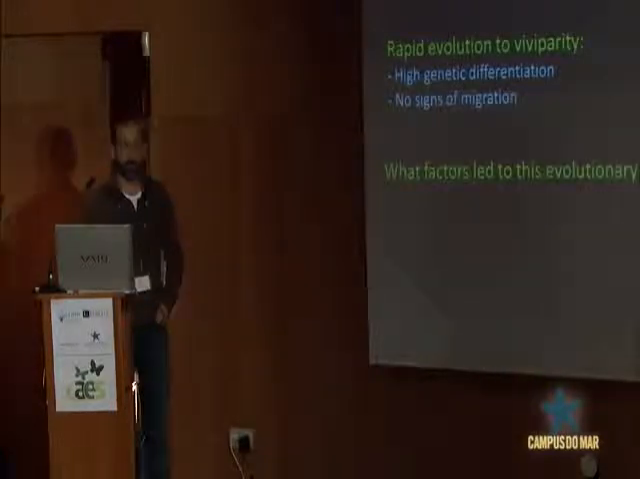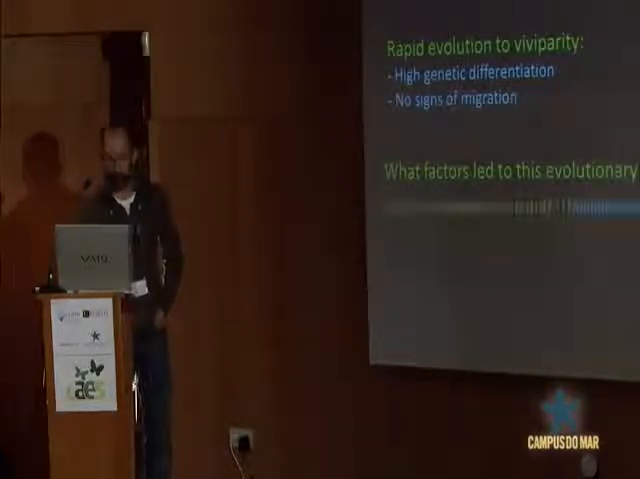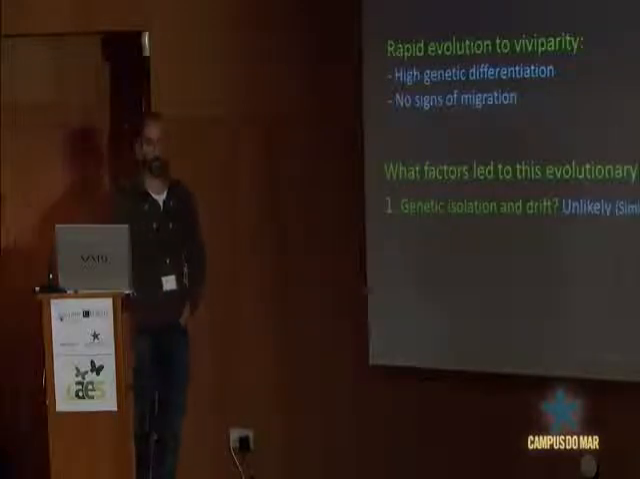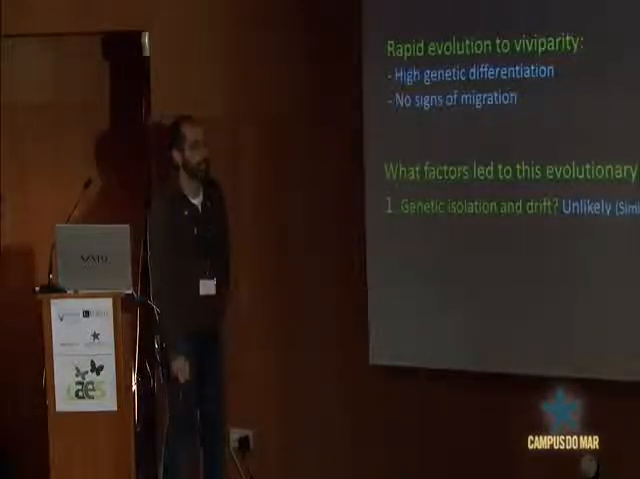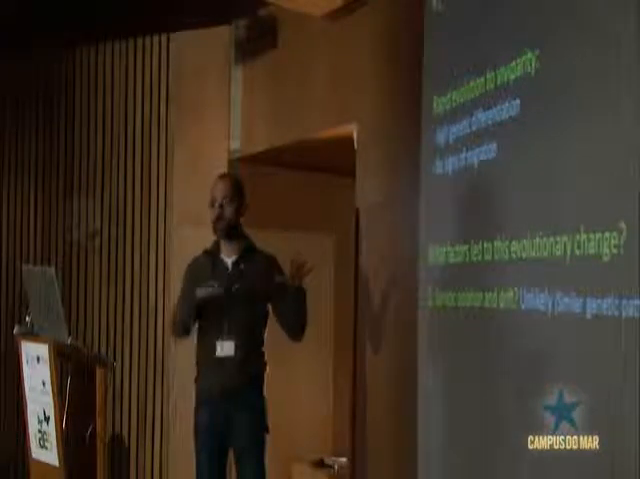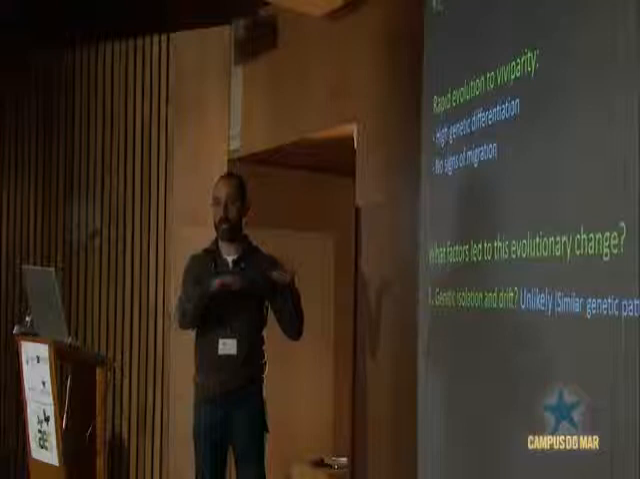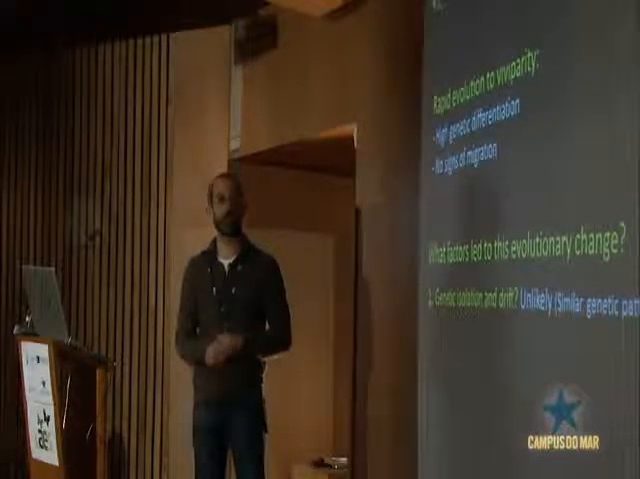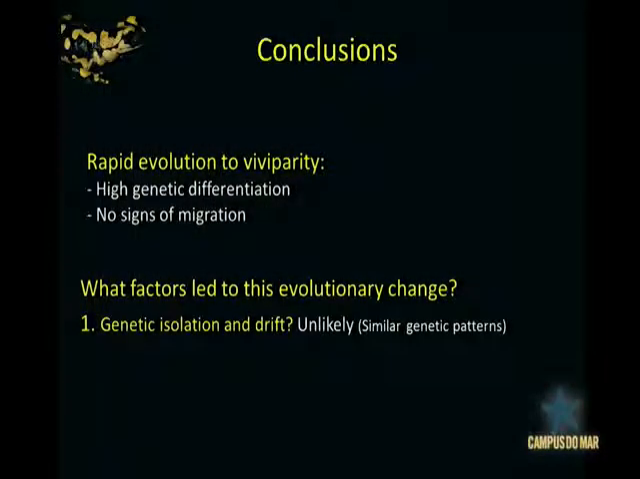So what factors led to this evolutionary change? One could be genetic isolation and drift, but we think that this is unlikely because, as I said, the two island populations and the historical populations are showing similar genetic patterns. So it's unlikely that this viviparity occurred by drift alone.